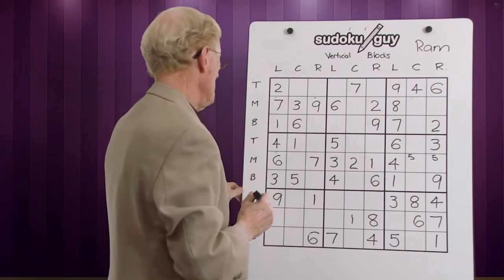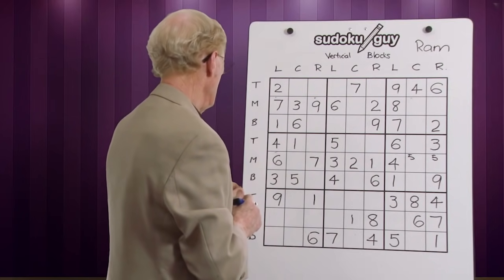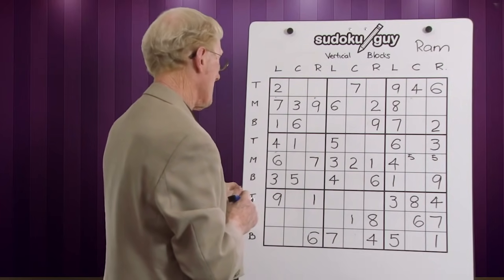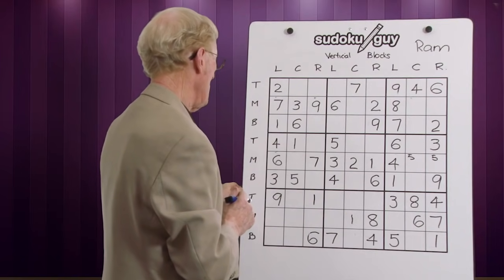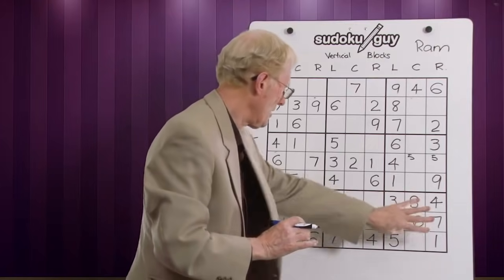7s. There's only one 7. Okay. 8s. I don't see any 8s. 9s, there's only one 9, so we push down to these 3 horizontal blocks.